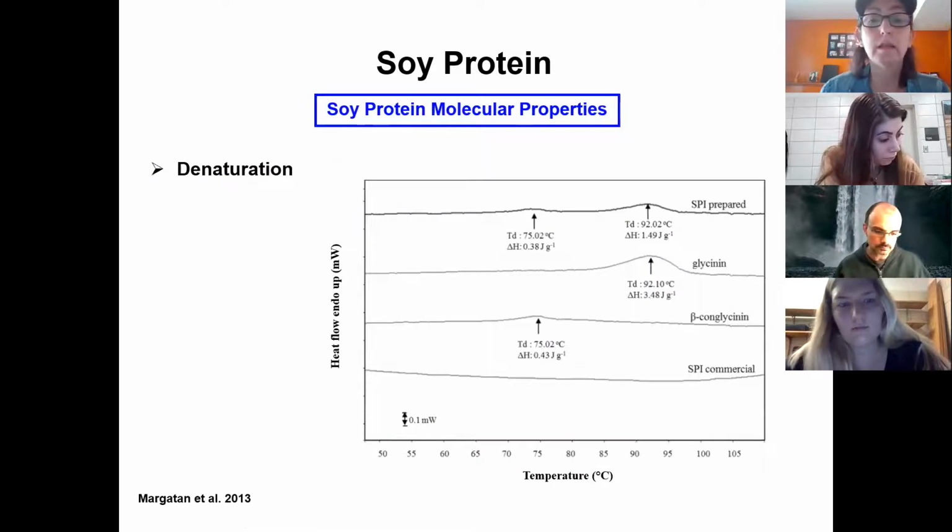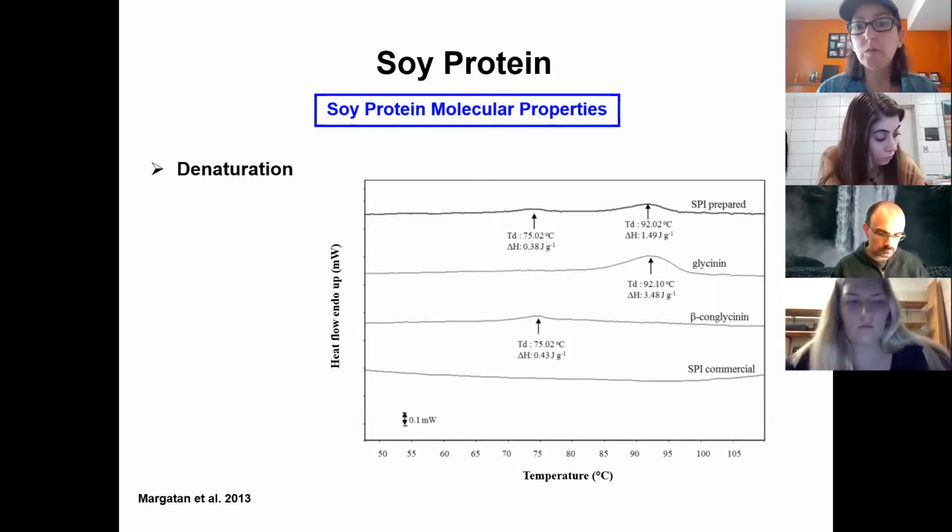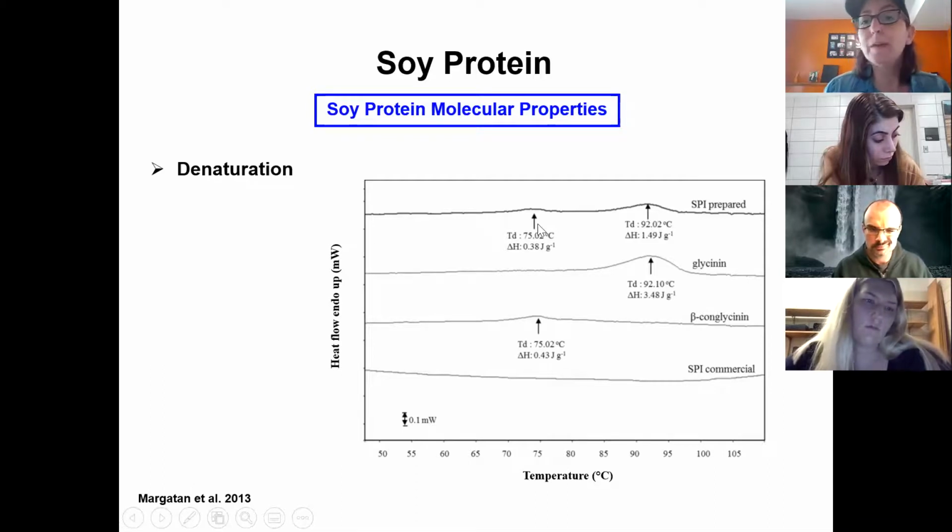What we're looking at here is a differential scanning calorimeter. The different types of DSC software produce either a positive peak or a negative peak. Some DSCs, like the older one that we had, which is down at the moment, give you a positive endothermic peak. But basically it gives you the same information, the denaturation temperature and the enthalpy.